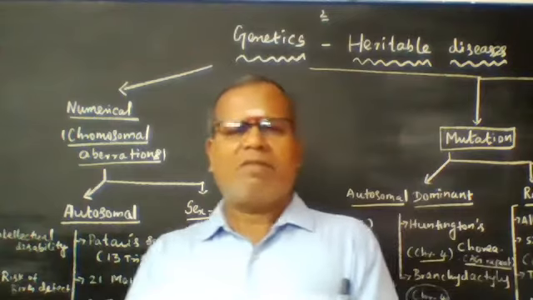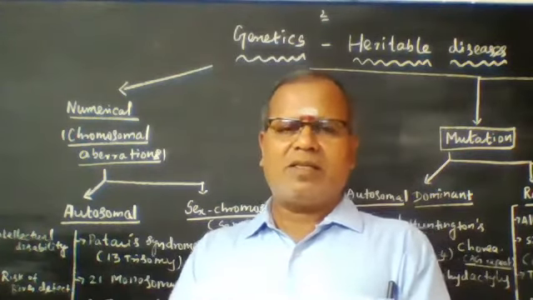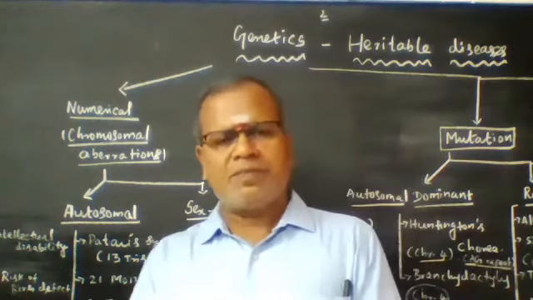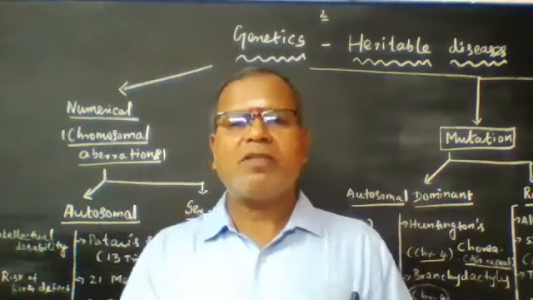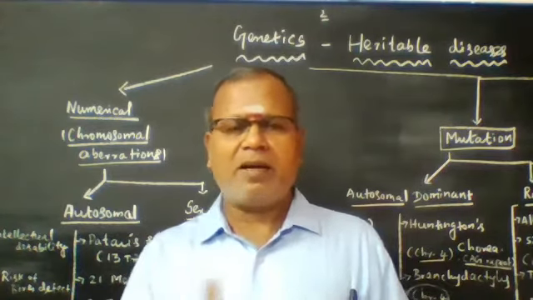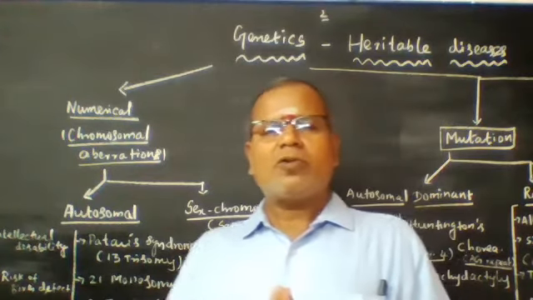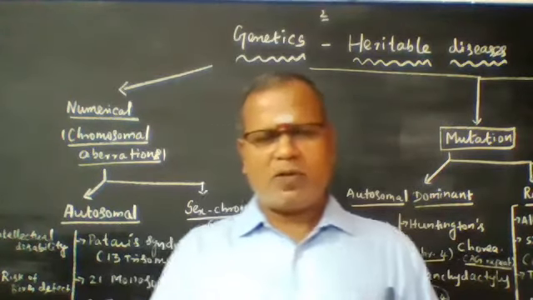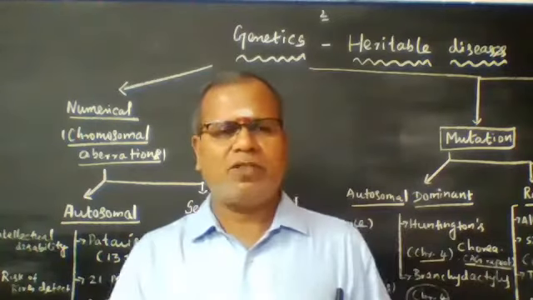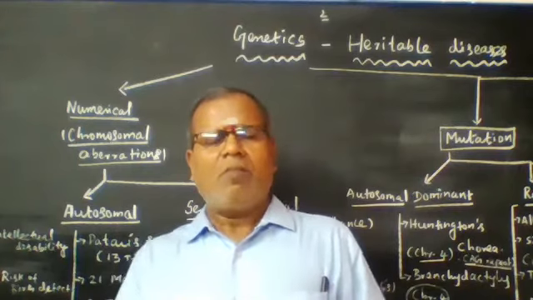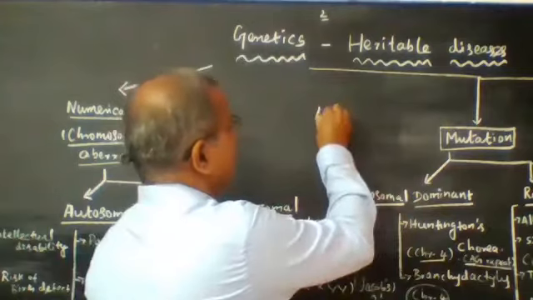Today I'd like to give a brief idea regarding heritable diseases in genetics. The diseases inherited from parents to the subsequent generations are known as heritable diseases. Heritable diseases are also known as congenital. Congenital means they are inherited from parents to the subsequent generation. More than 4,000 heritable diseases are reported in man.